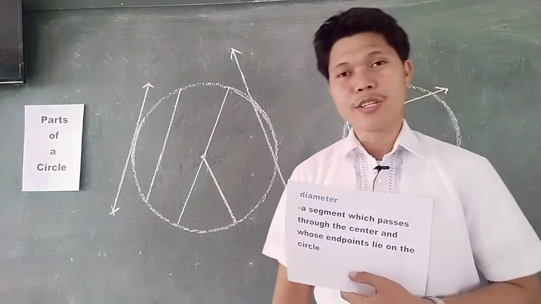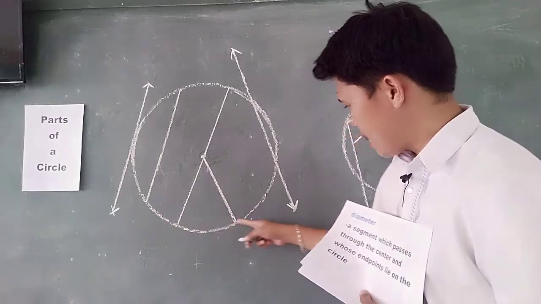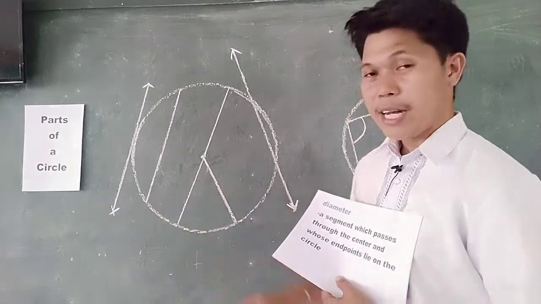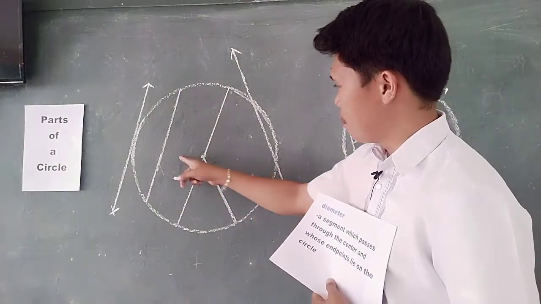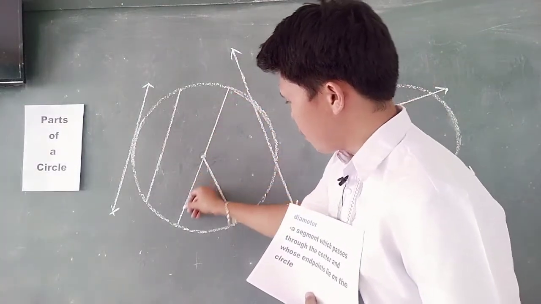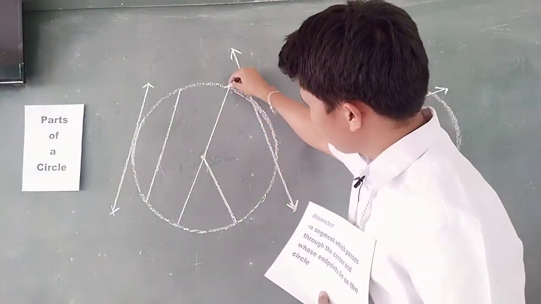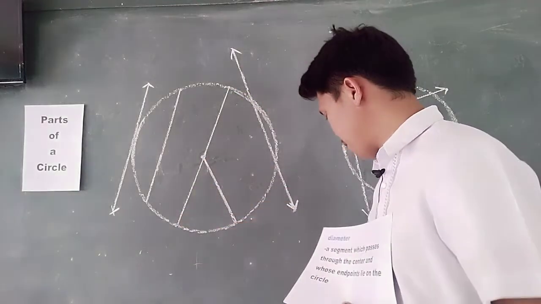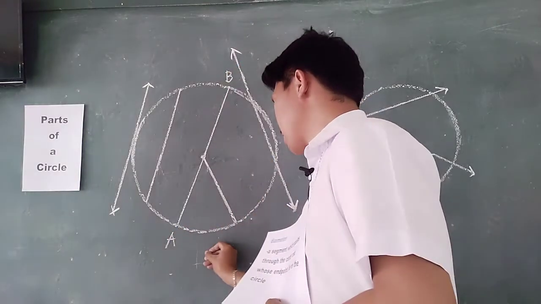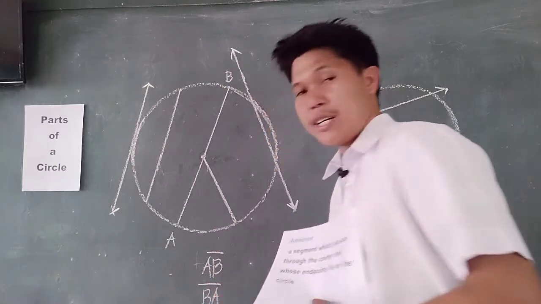What do we mean by lie on the circle? Pag sinabi natin on the circle, nandito sa curved line ng circle rather. Pag sinabi natin in the circle, nasa loob dito, kahit saan dyan. Okay? So, titingnan natin, this is now the diameter kasi tumaan siya sa gitna, sa center of the circle, and then yung dalawang endpoints niya nandito. So like, for instance, this is point A and this is point B, then we can say that segment AB or segment BA is our diameter.